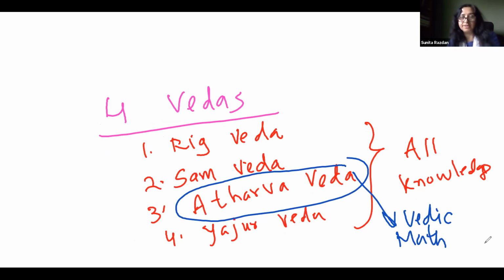So there are 4 Vedas: Rig Veda, Samveda, Atharveda, Yajurveda. So Vedic mathematics is from Atharveda. And also remember that all knowledge is in these Vedas, all physics, chemistry, biology.